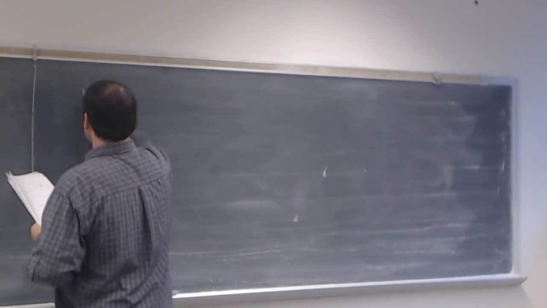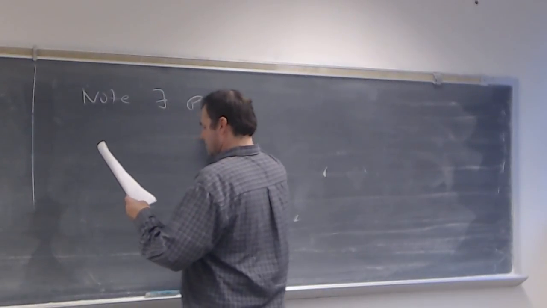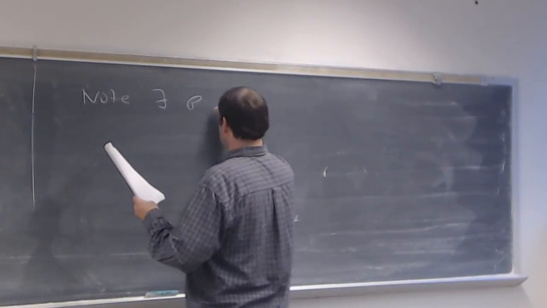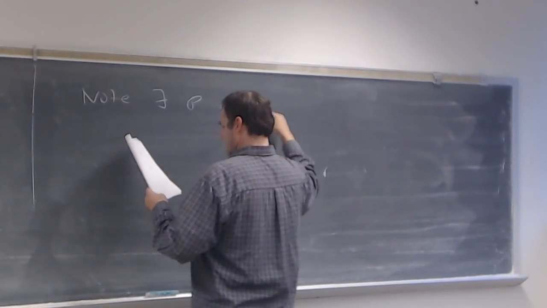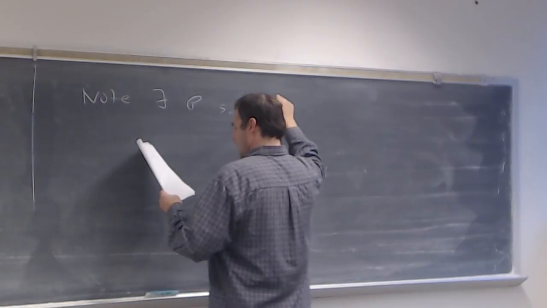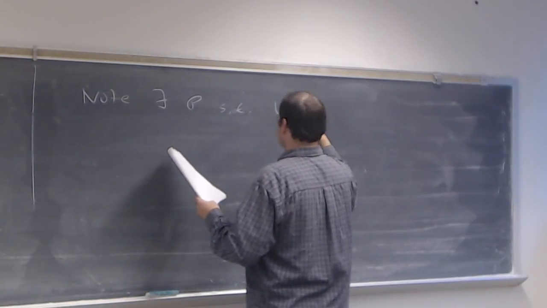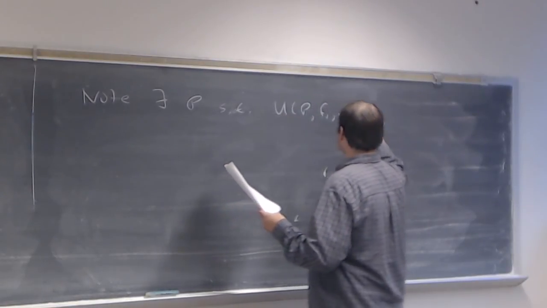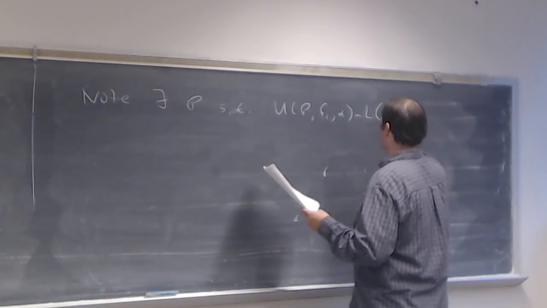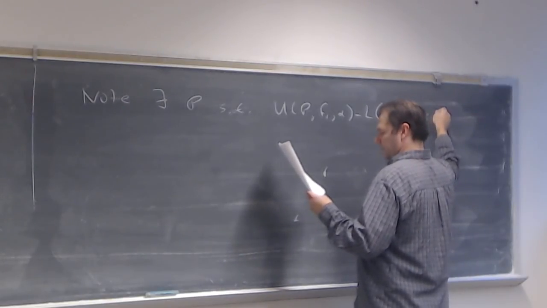So, let's note there exists a partition of a b such that the upper sum with that partition, f sub 1 and alpha, minus the lower sum with that partition, f sub 1 and alpha, will be less than epsilon.